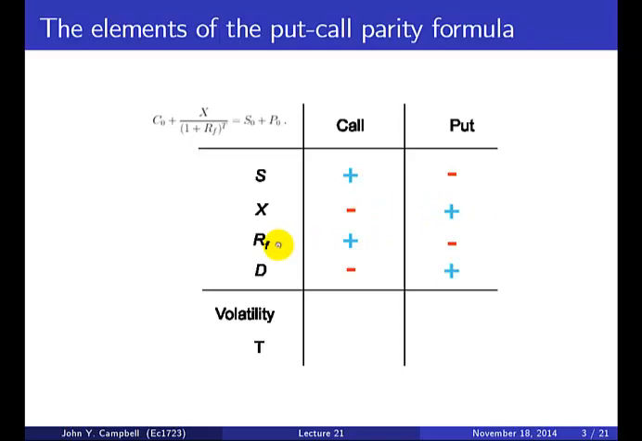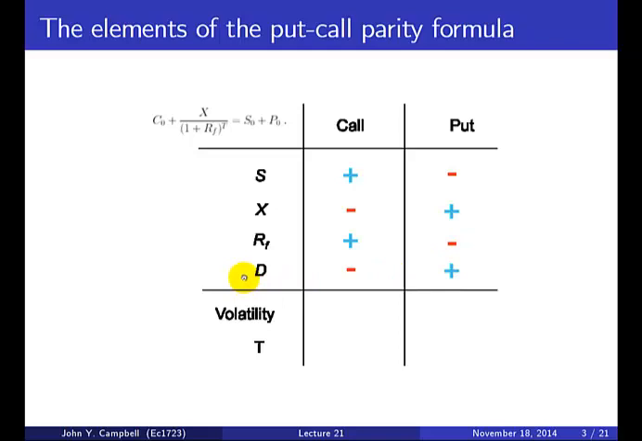Let's take a look at RF. Where does RF, the risk-free rate, appear in the formula? Well, it discounts the exercise price. So when RF goes up, the discounted exercise price on the left-hand side of the equation declines. And that means that there must be some combination of an increase in call value and a decrease in put value. Again, the table shows that both happen. The call price goes up, the put price goes down.